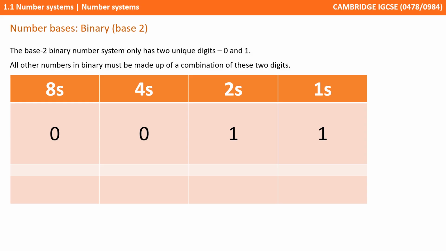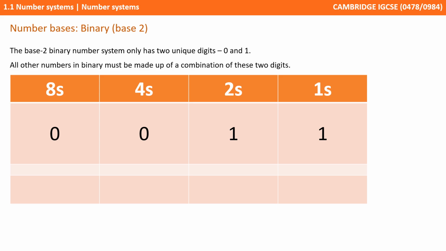So with the base 2 binary number system, we only have 2 unique digits, so a 0 and a 1, and that's it. All other numbers in binary must be made up of a combination of these 2 digits. So what is the number I've got represented here? Well, the first thing you'll notice is the weighting of the column headings has changed. Starting on the right, we have the 1s column, then the 2s, then the 4s, then the 8s. It's doubling each time, or timesing by 2, and that's because we have a base 2 number system.